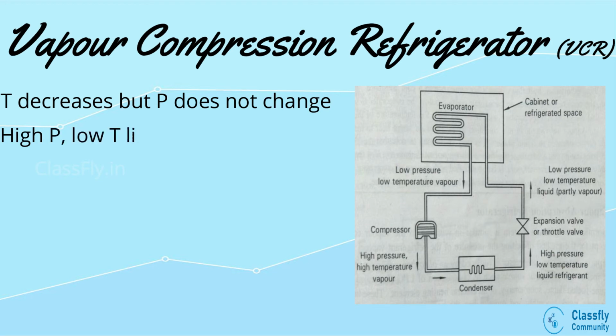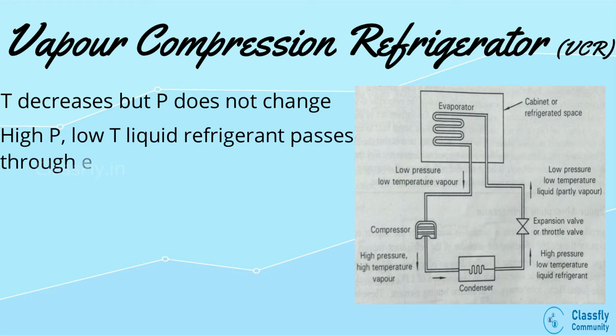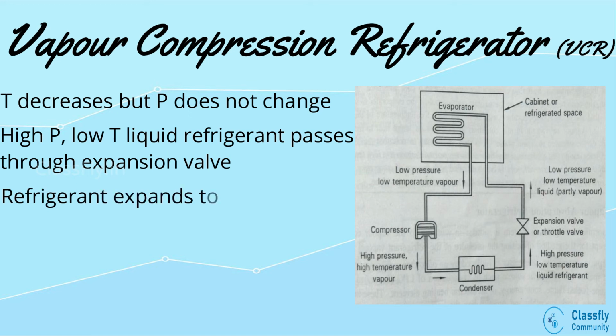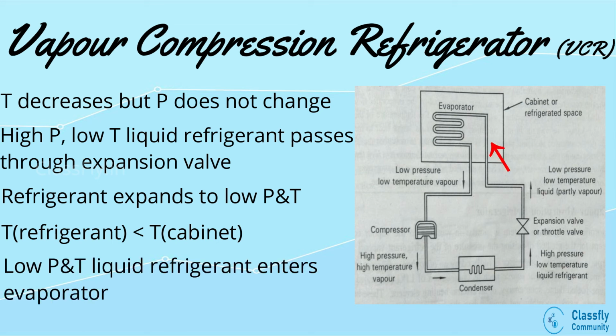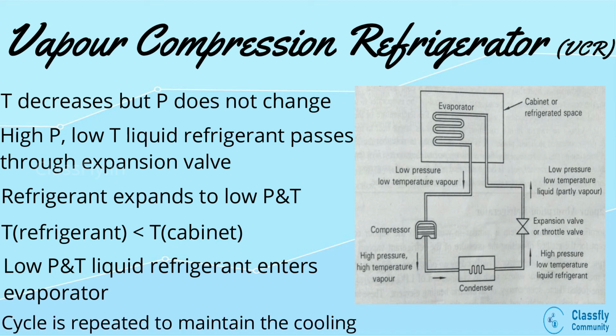Now, the high pressure and low temperature liquid refrigerant comes out of the condenser and passes through an expansion valve. Here, the refrigerant will undergo expansion and is converted into low pressure and low temperature. This temperature of the refrigerant after the expansion will be less than that of the temperature inside the cabinet. Hence, now the low pressure, low temperature liquid refrigerant again enters the evaporator and then the cycle is repeated. Hence, heat is continuously extracted from the cabinet, thereby keeping the substance inside it cold.